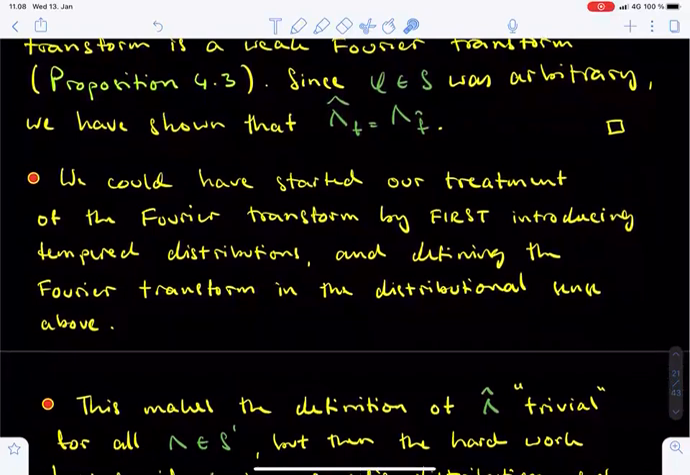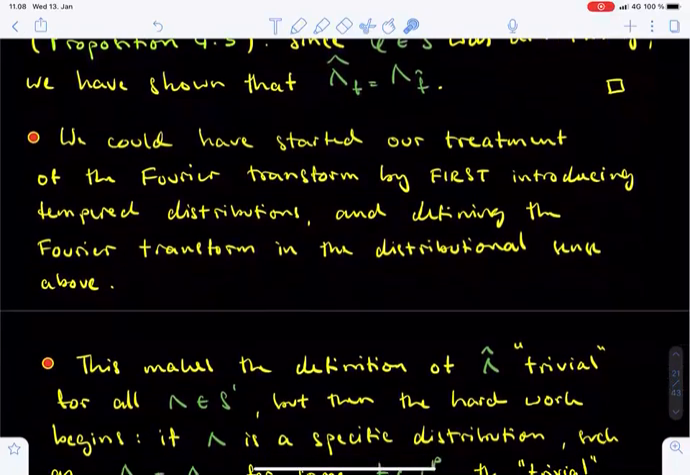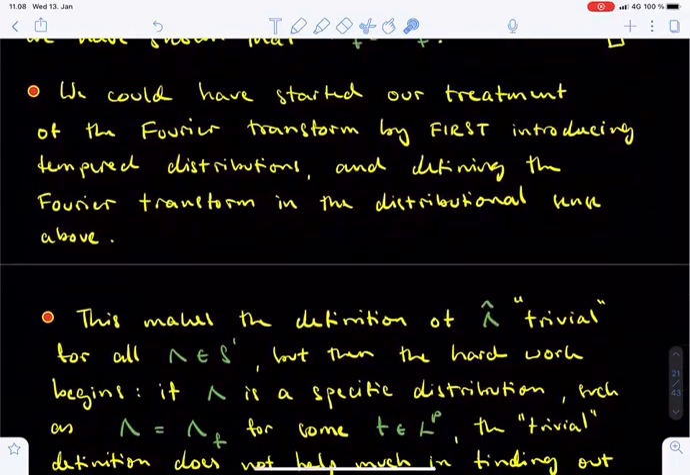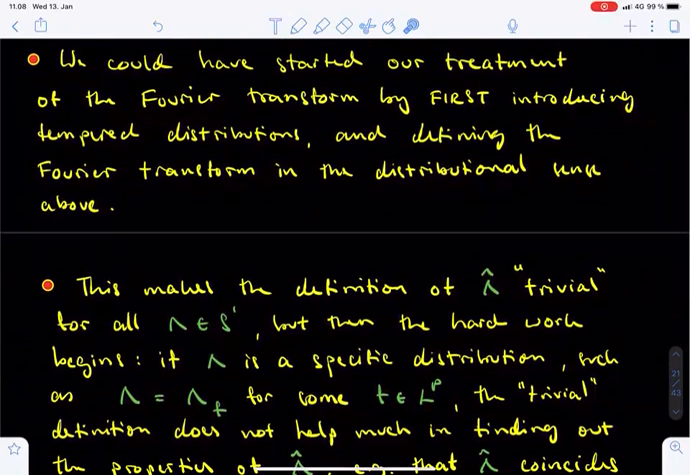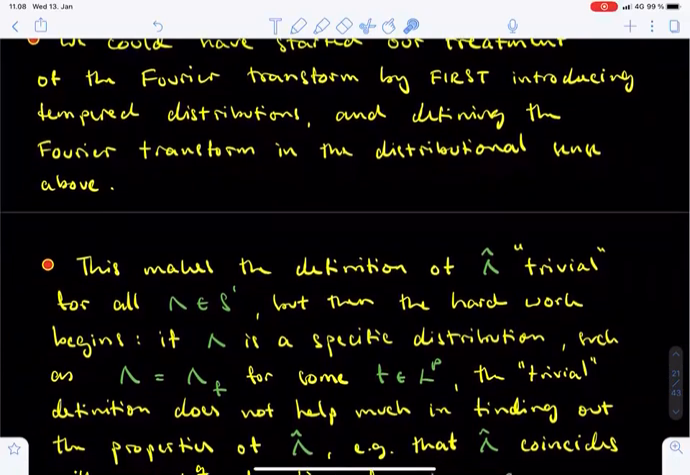Then we could have proceeded to show that if a tempered distribution is given by an LP function with exponent between 1 and 2, then its Fourier transform as a tempered distribution can be represented by an LQ function.